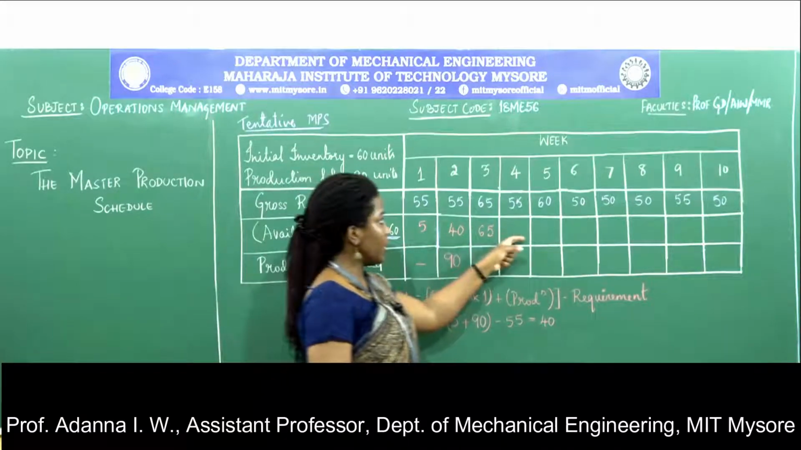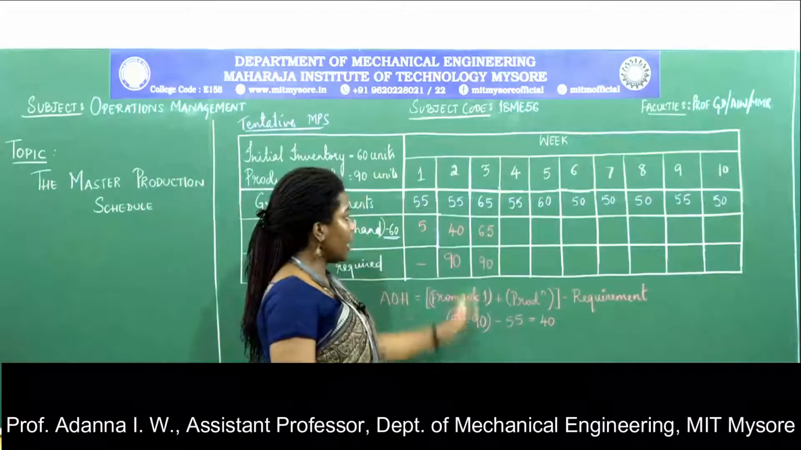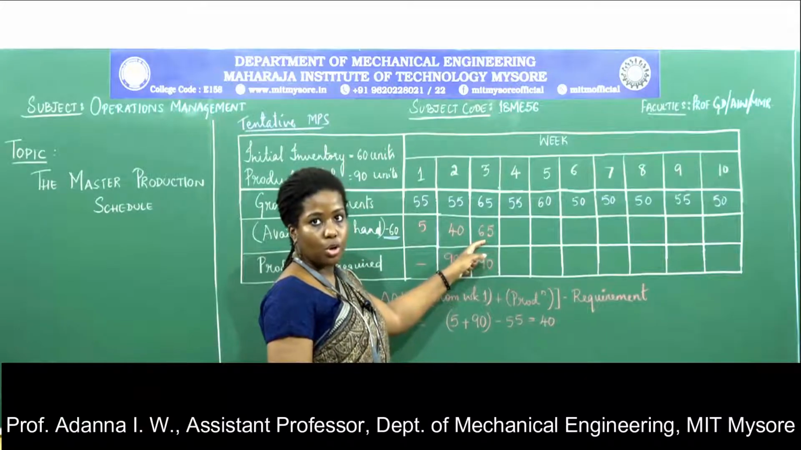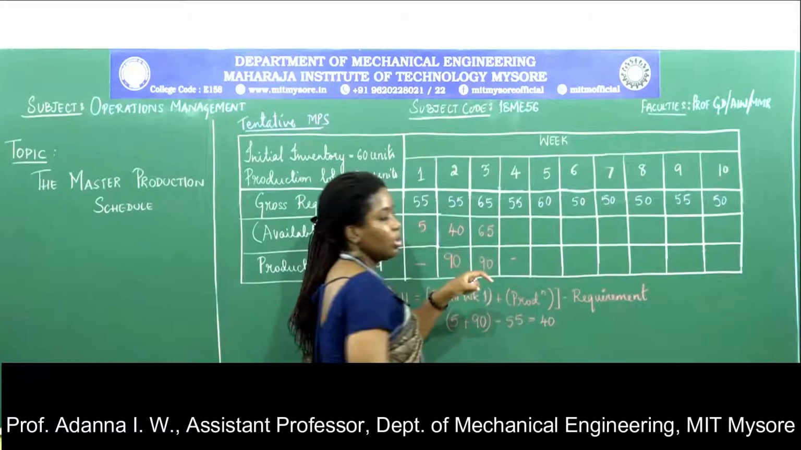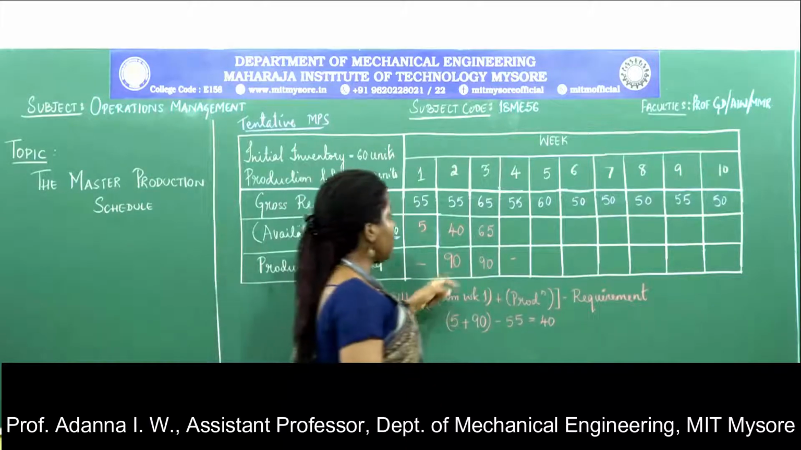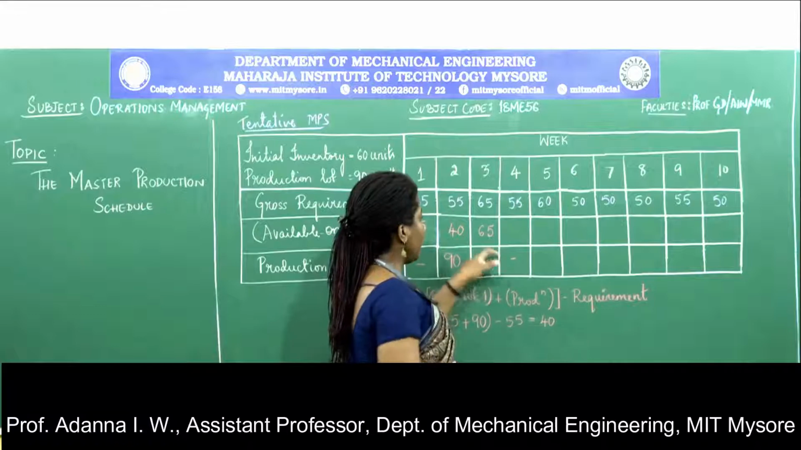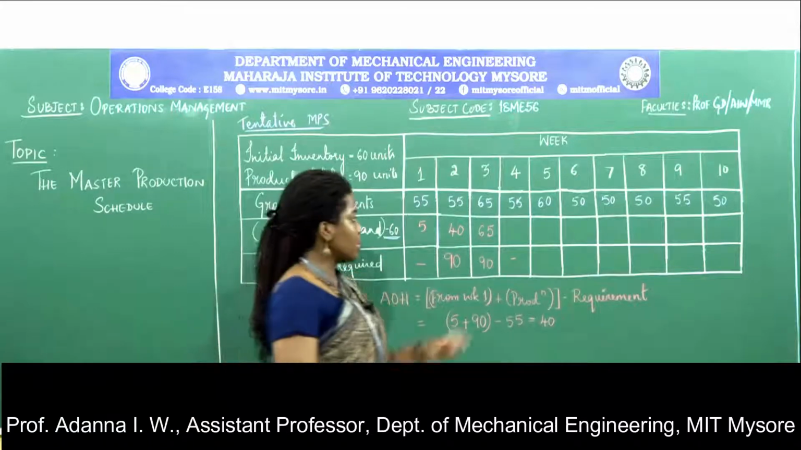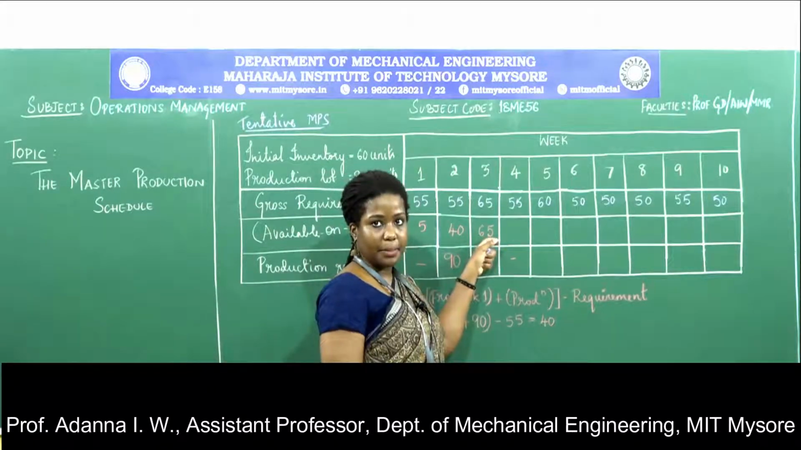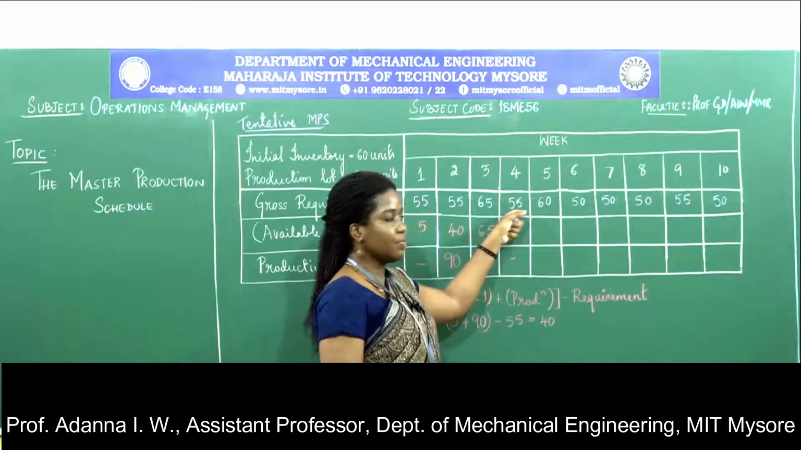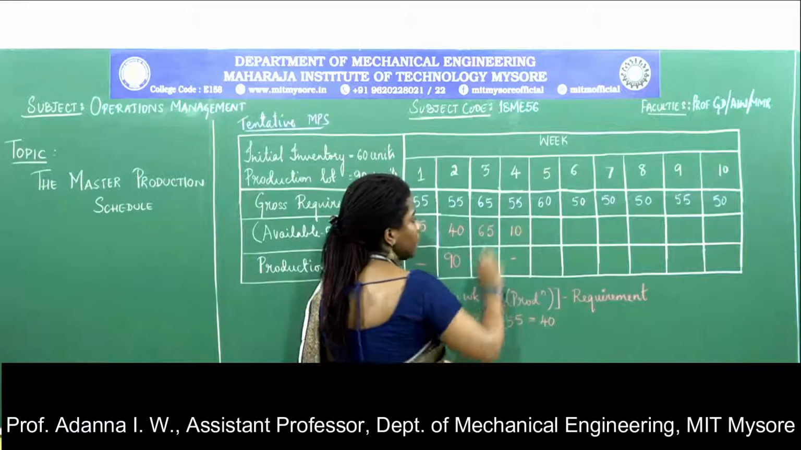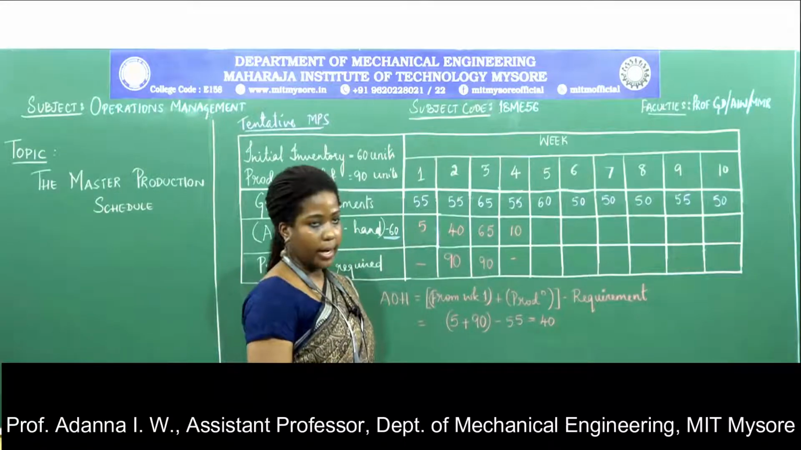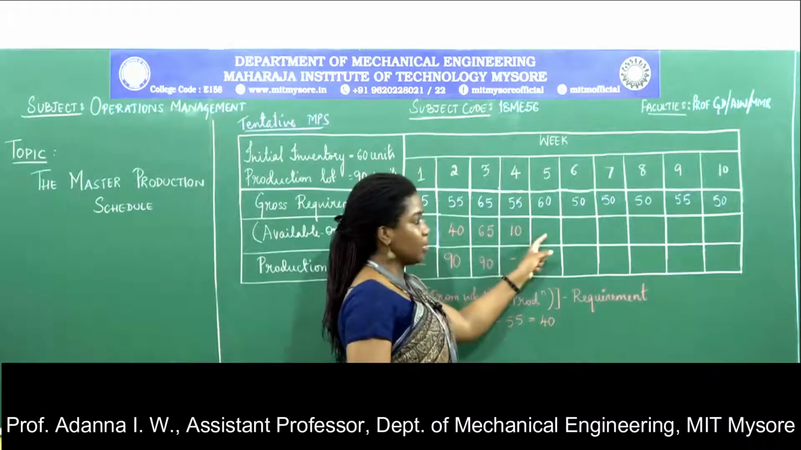Moving on to the next week, requirement is 55. We are having 65 on hand. So we don't need to carry out any production because we can use it to fulfill this. When we use it, we will use 65 units from the previous time period's available on hand to satisfy this demand, leaving us with 10 surplus available on hand. This 10 surplus we will take to the next time period.